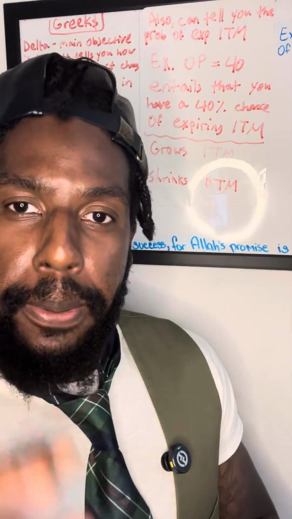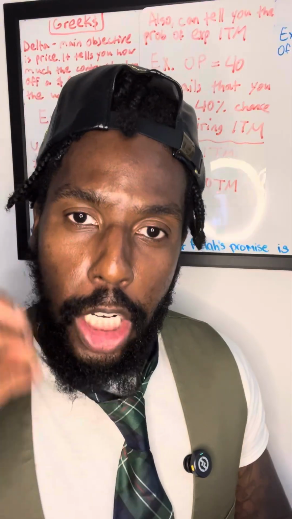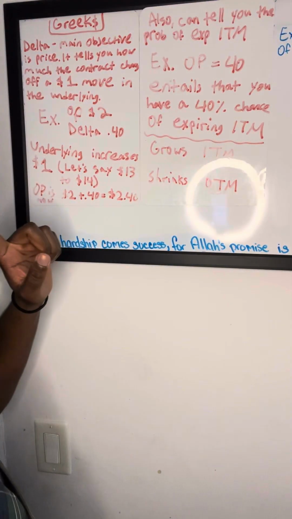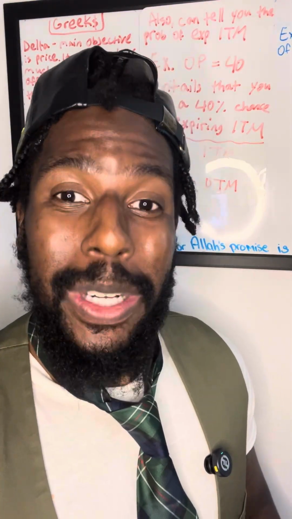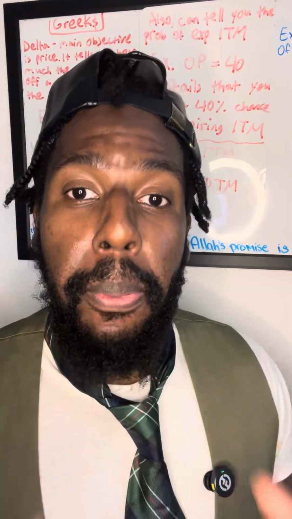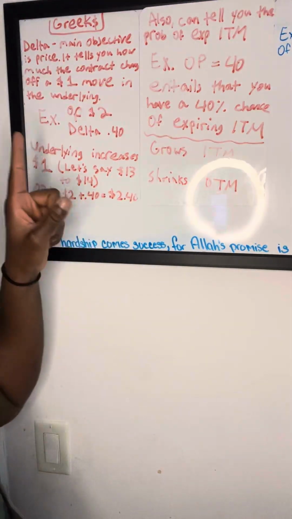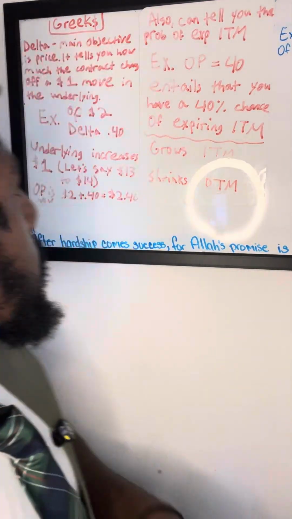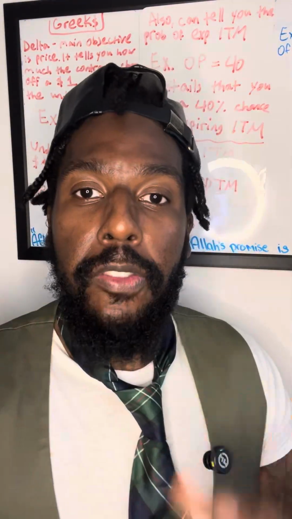So in this particular example, we have an options contract. The current price of the underlying stock is $13. The delta, which deals with the options premium, which is essentially the price of the contract, in this particular example is 0.40. And the options premium, that's the price of the contract, is $2.